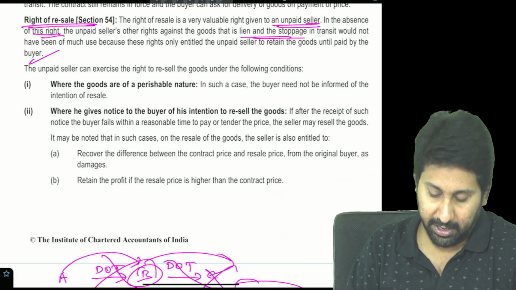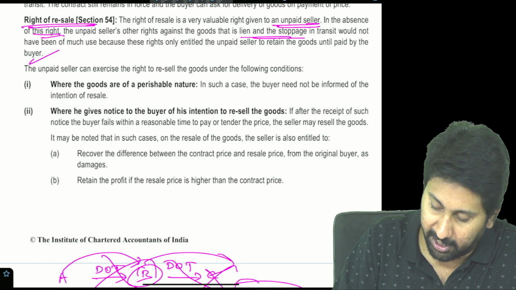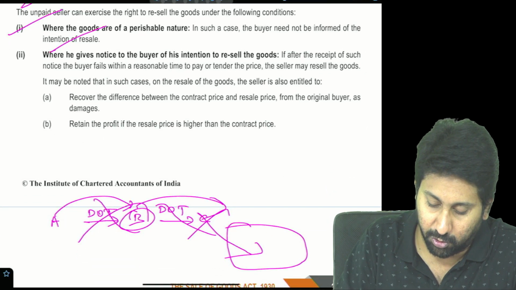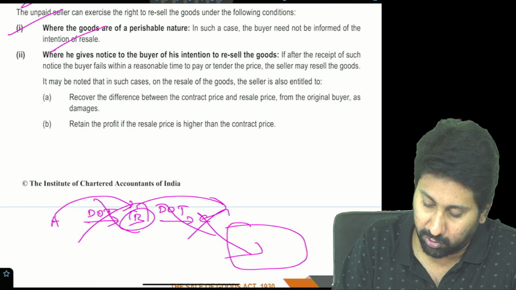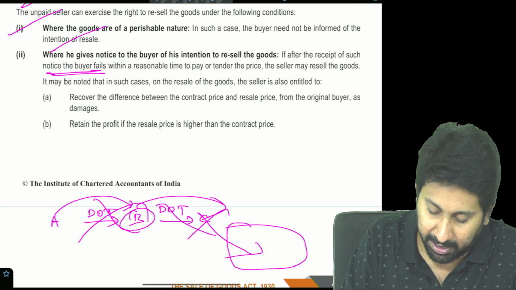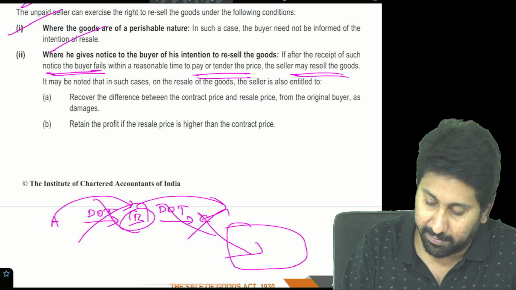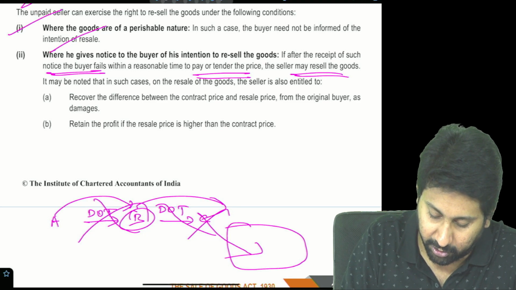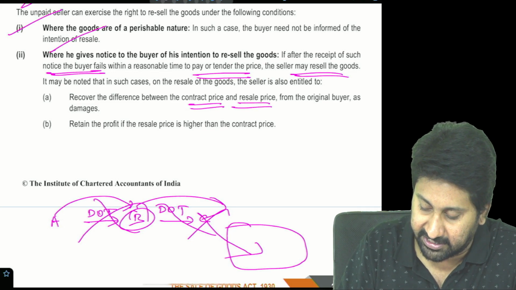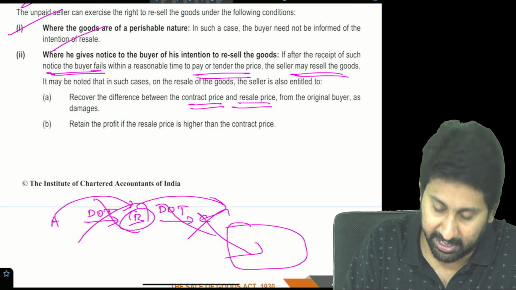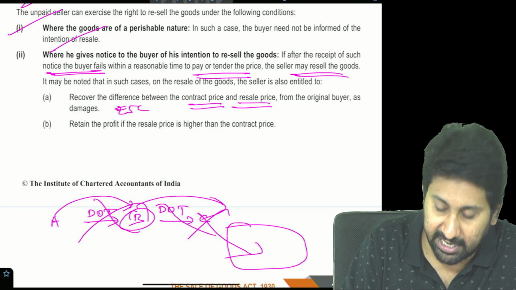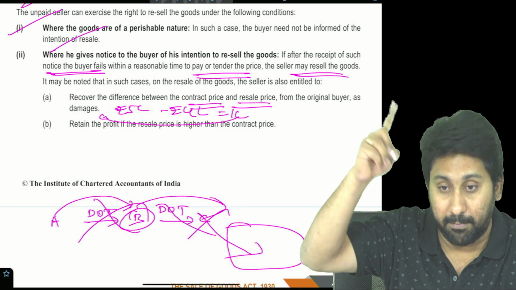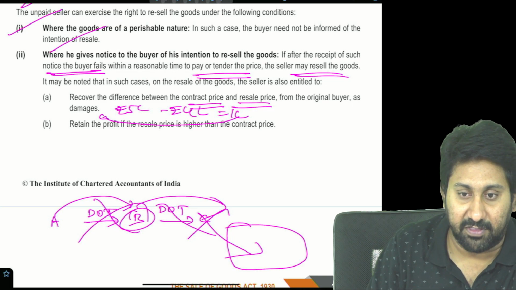That's the beauty. Where goods are of a perishable nature, the buyer need not be informed about the intention to resell. Otherwise, the seller gives a notice to the buyer of his intention to resell the goods. If after receipt of such notice, the buyer fails within a reasonable time to pay, the seller may resell the goods. It may be noted that on resale, the seller is also entitled to recover the difference between the contract price and the resale price from the original buyer as damages. Contract price is 5 lakh, resale I could sell only at 4 lakh, so 1 lakh I will collect as damages from the buyer.